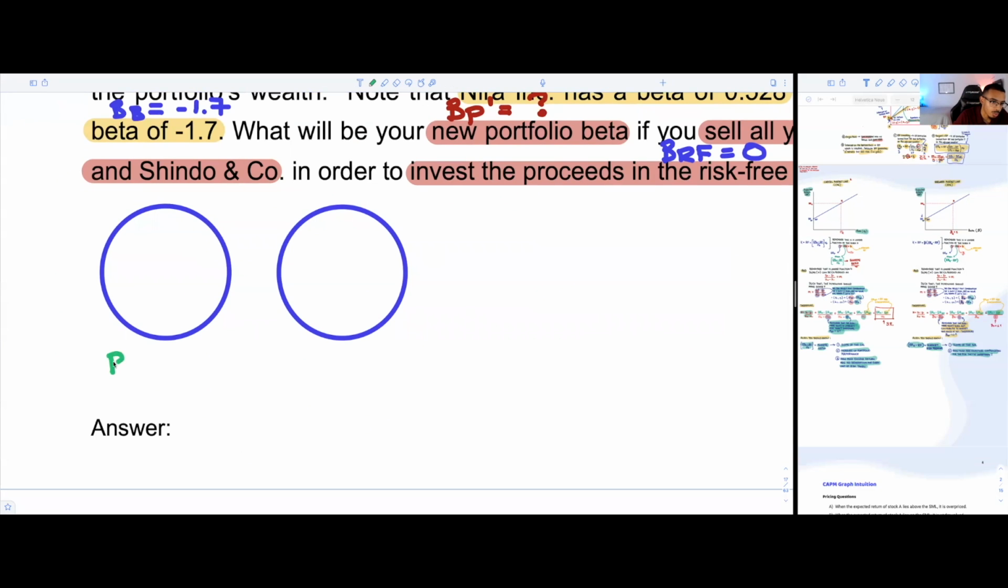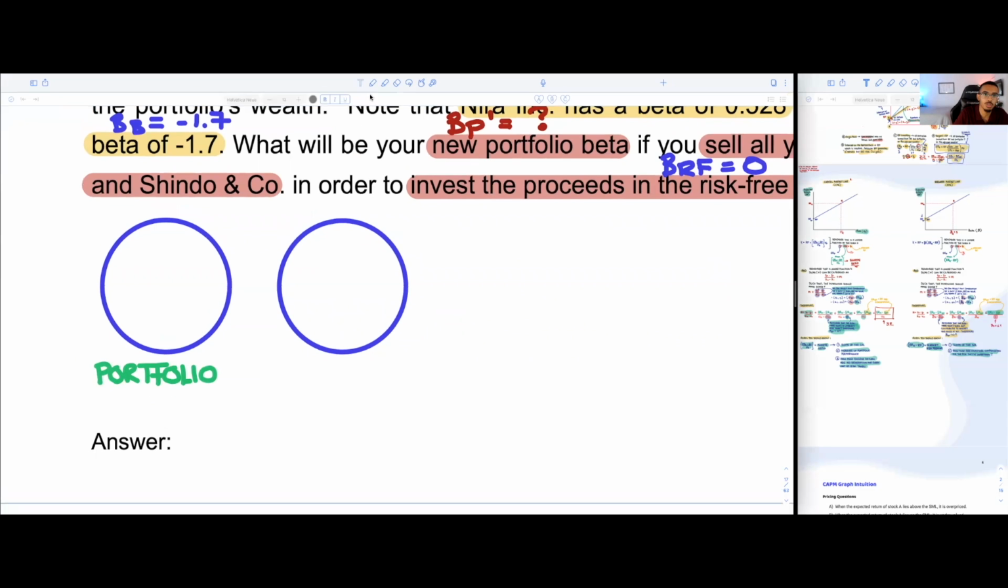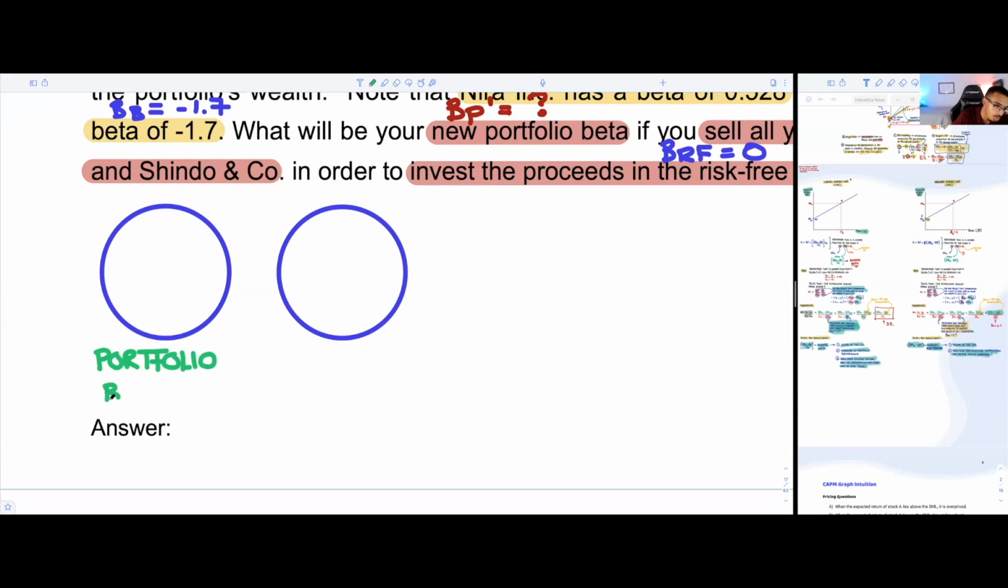So this is going to be our portfolio. I guess I'll move it a little bit. This is going to be our portfolio, but we're going to call this portfolio old because it's our original portfolio before the sale. So I'll write before sale. Okay, this is going to be our portfolio after the sale. It's going to be the same thing, really. In other words, the post-sale portfolio will be the portfolio with the risk-free asset. So we have two different portfolios.